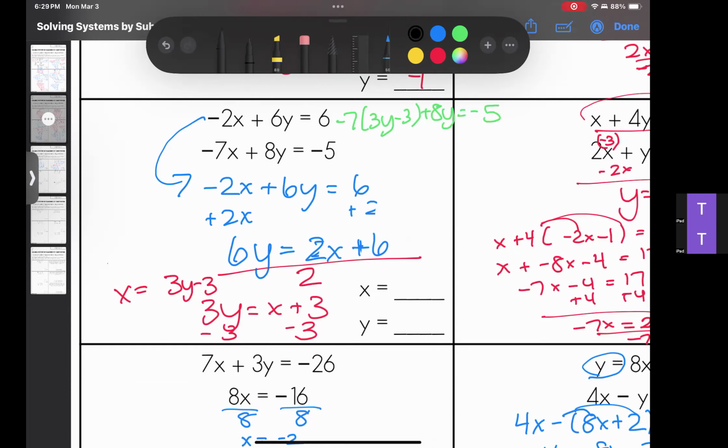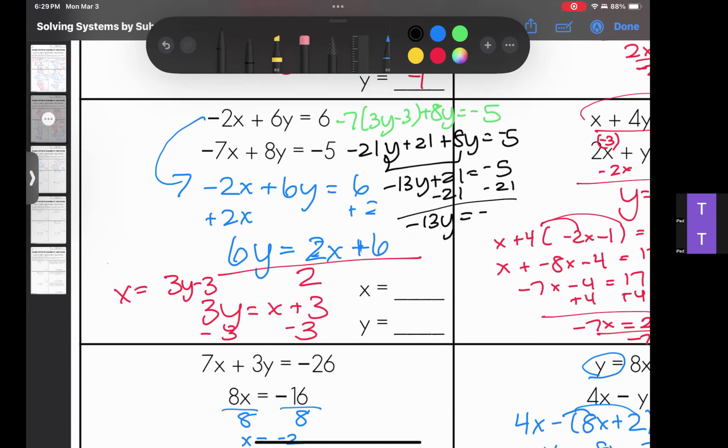All right, so -21y plus 21 plus 8y equals -5. I think this one's going to work. I was not going to let it defeat me. So let's put our y's together. -21y and 8y is going to be -13y. Subtract 21 from both sides. Yes, negative 13y equals negative 26, and that's going to divide evenly. Okay, focus. So y is equal to 2.